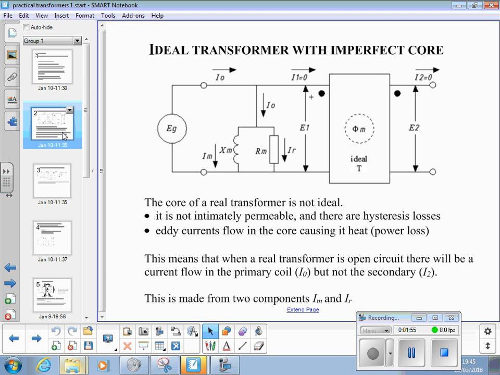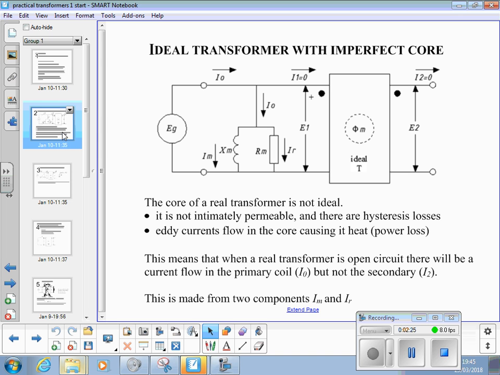So, ideal transformer with imperfect core. We're going to consider a situation where the transformer is open circuit. If the transformer was ideal, the secondary side was open circuit, no current flowing, then there'd be no current flowing in the primary either.